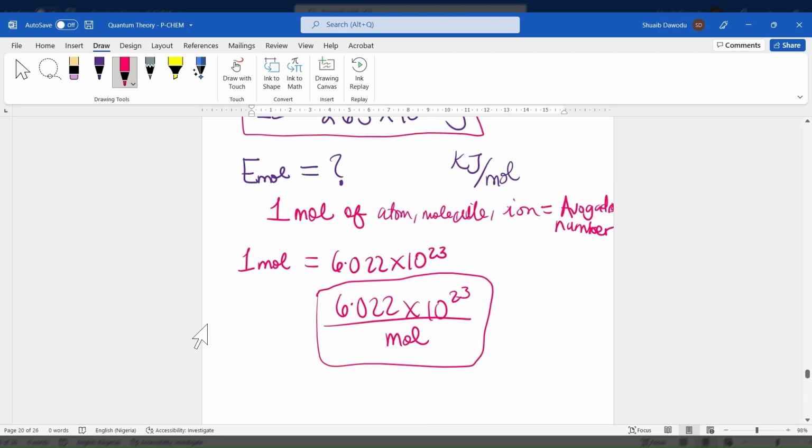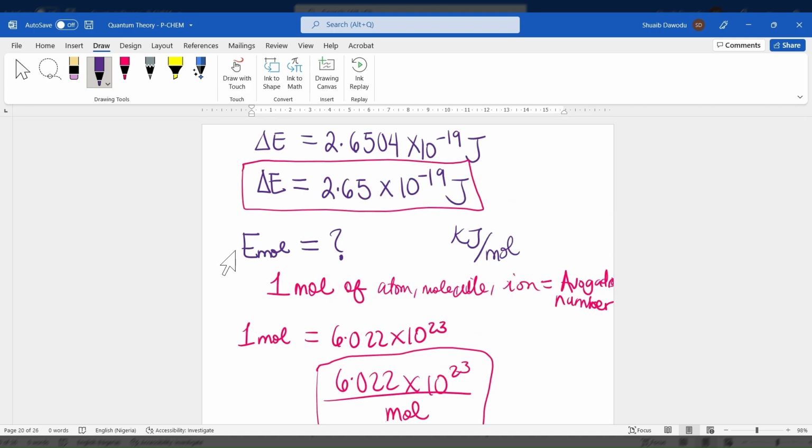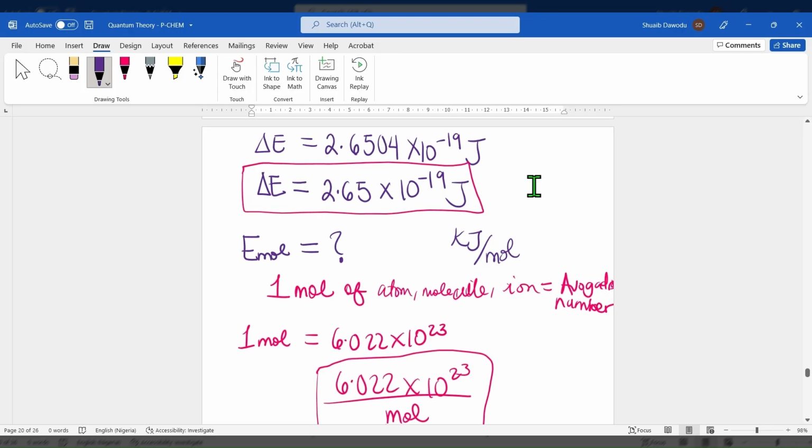Now, what you're going to do is use this knowledge I have just said to derive the formula we're going to use for energy per mole. Energy per mole is simply the energy of the quantum, change in E, that we solved for, times the Avogadro's number. That's basically how you have to do it. We see that our change in E, which is the energy of the quantum, is 2.6504 times 10 to the power of negative 19 joules.